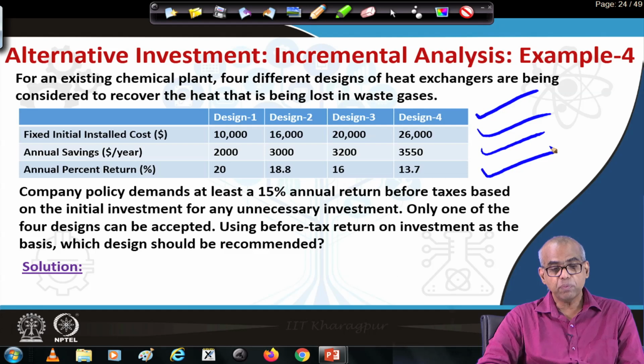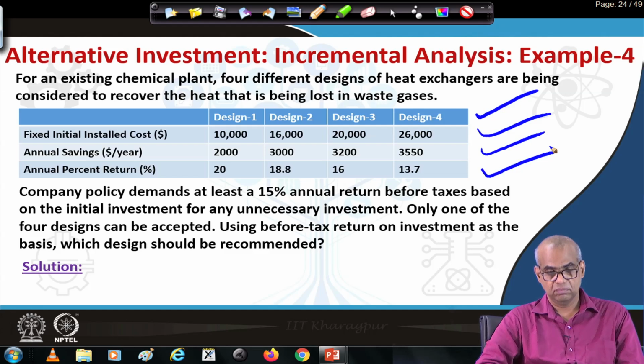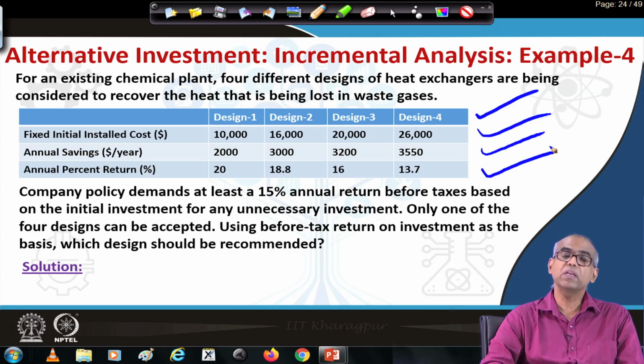Now, the company policy demands at least 15% annual return before taxes based on the initial investment for any unnecessary investment. So, you must obtain at least 15% annual return, otherwise there will not be any further investment. Only one of the 4 designs can be accepted. Using before tax return on investment as the basis, which design should be recommended?